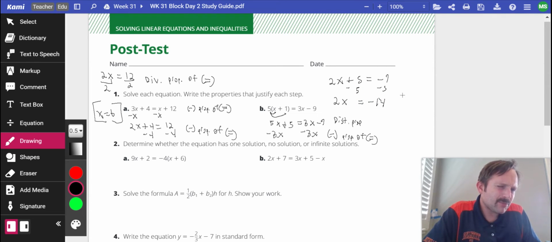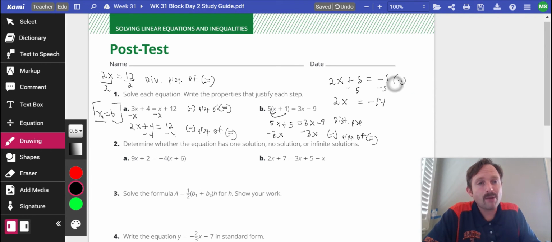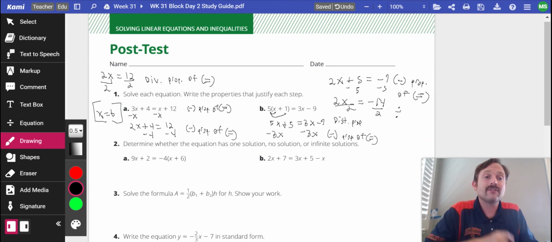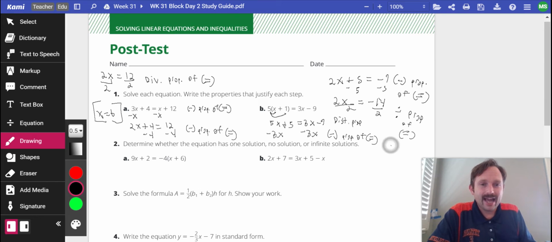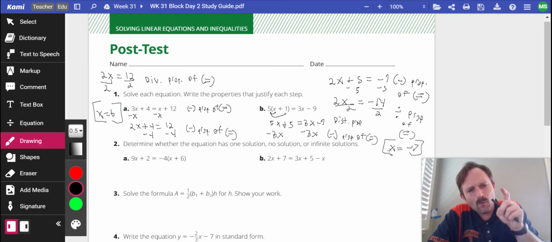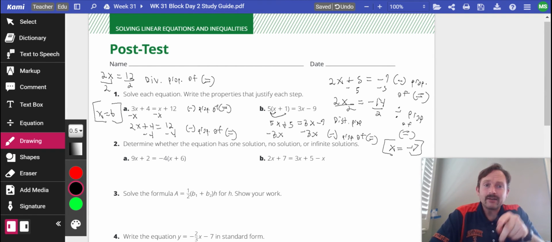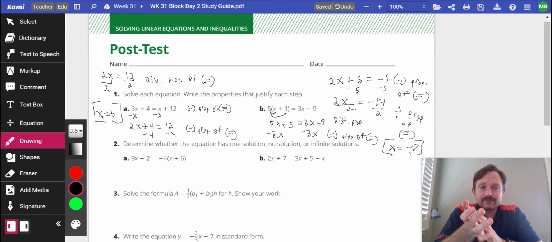Wait a second. What is subtracting 5? Subtracting 5 the property of? It's the subtraction property of equality. Good. Now we can divide by 2 on both sides. When we divide, we use the division property of? All right, of equality. And we get x is equal to negative 7. Whew, that's a lot of work just for that one little problem. But that's okay. Remember, you're solving it and you're describing each of the properties.